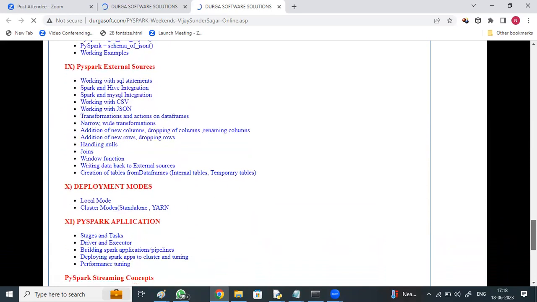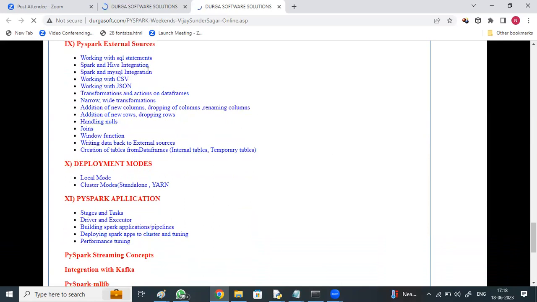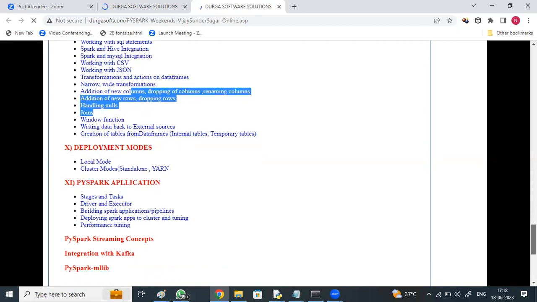PySpark external sources, Spark working with SQL statements, Spark and Hive integration, MySQL integration, working with CSV and JSON, transformations, narrow and wide transformations, addition of new columns, dropping of columns, renaming columns, adding new rows, dropping rows, handling nulls, joins, window functions, writing data back to external sources, creation of tables from data frames, stages and tasks, driver and executor, building Spark applications, pipelines, deploying Spark applications to a cluster, and performance tuning, right?